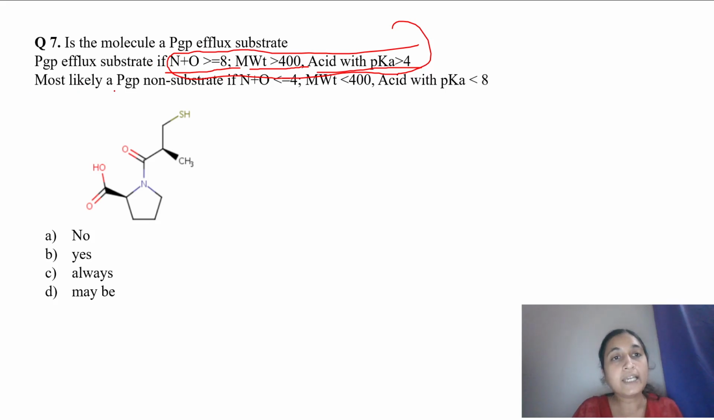And most likely a P glycoprotein non-substrate if N plus O is smaller than or equal to 4, molecular weight smaller than 400, and acid with pKa smaller than 8. So let's see these molecules. So again we will draw this structure and we will see.